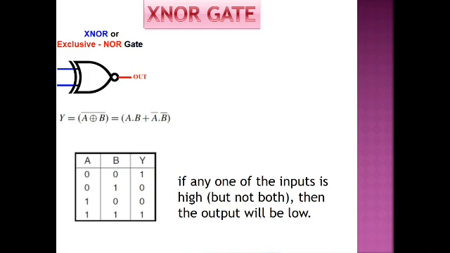Next is the exclusive NOR gate or XNOR gate. It is just doing the complement of the XOR gate. The logical expression is A dot B plus A bar B bar. It can be seen from the truth table that if any one of the inputs is high but not both, then the output will be low.